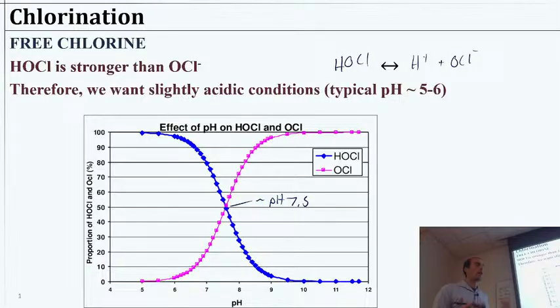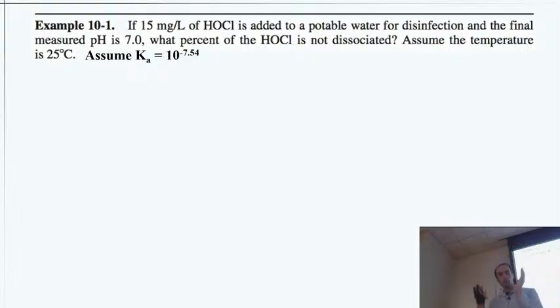So we will often apply disinfection for water treatment processes at around pH 5 to 6 range. That keeps us in a very nice situation where almost all of it is hypochlorous acid. So I'll give you a little practice here. This will guarantee we don't get through all 49 slides or however many I have.